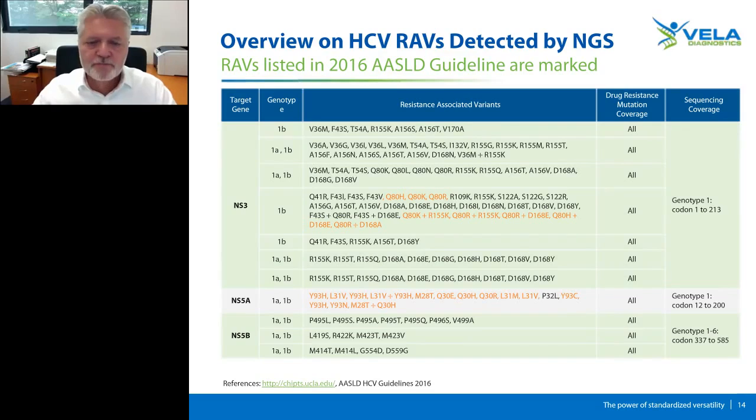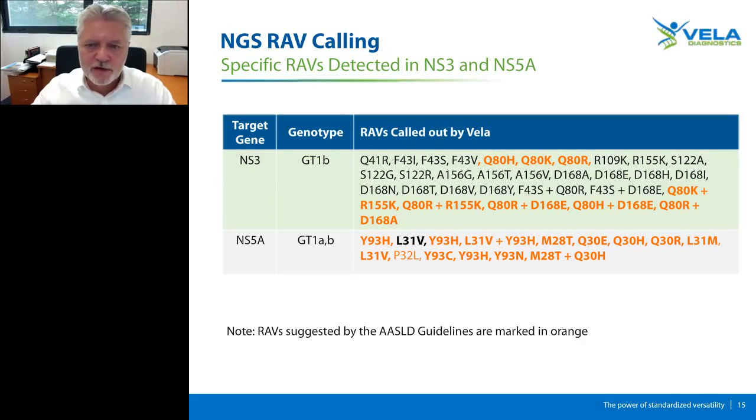the RAVs, which are detected by the VELA assay, which is shown here, it's about 130 in total, NS3 region, NS5A, and NS5B region. You can see that many of these RAVs we have recorded in our assay are also recommended by the AASLD guidelines for testing prior to treatment. And these RAVs are shown here marked in orange, and in more detail is shown here, specifically for the NS3 region and NS5A region, which are the most important regions when it comes to resistance-associated variant development.